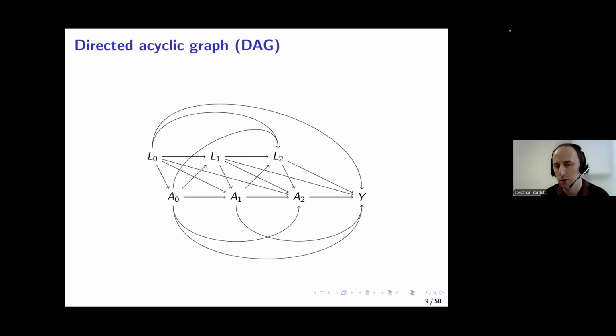And this is the standard DAG where at each time the treatment can depend on past values of treatment. So A_1 here could be affected by the previous treatment A_0 and also be affected by the earlier values of these time-varying confounders L. And then we have a final outcome Y, which could be influenced by all of the preceding variables.